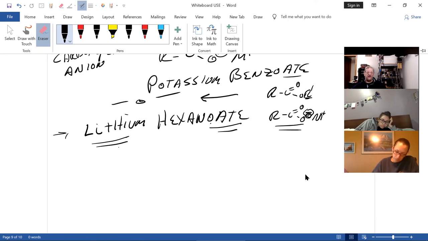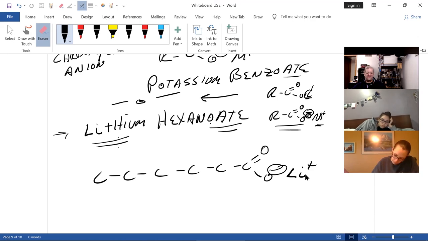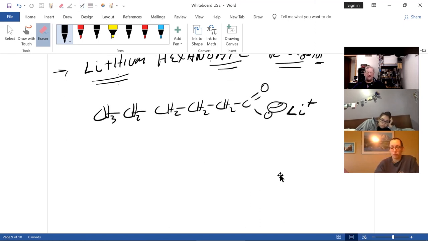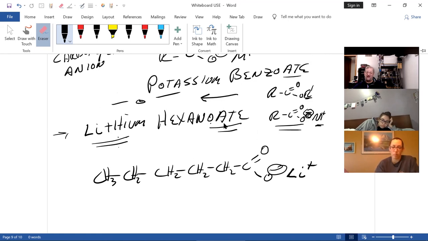So if this were hexane, six carbons, and the end carbon is a carbonyl carbon, I have oxygen minus. Then what's my M plus? Lithium cation. And that's how you do it. Again, start from here, OATE ending. It could be two different functional groups, ester or carboxylate anion. If you see an element name in the front, it's a carboxylate anion.